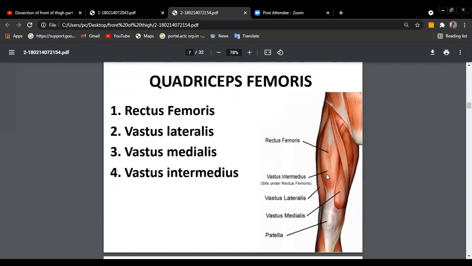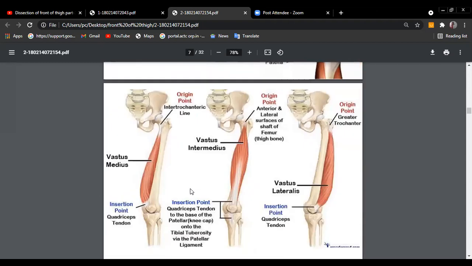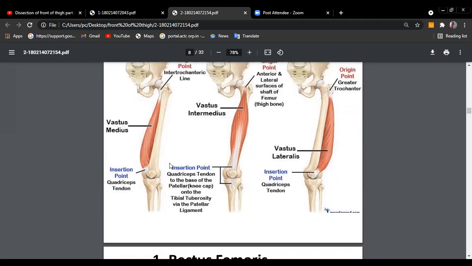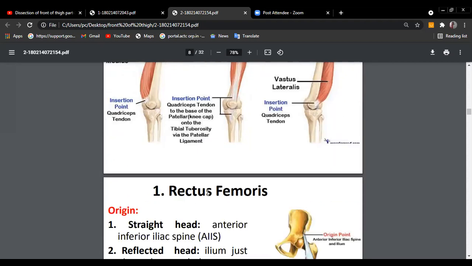We know this is rectus femoris, this is vastus medialis, lateralis. If you lift this rectus femoris, you will see vastus intermedius. Okay, all muscles have been shown separately: vastus medialis, vastus intermedius, vastus lateralis. So all these muscles are getting inserted into the patella bone.